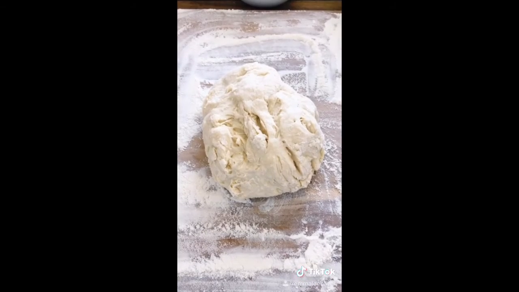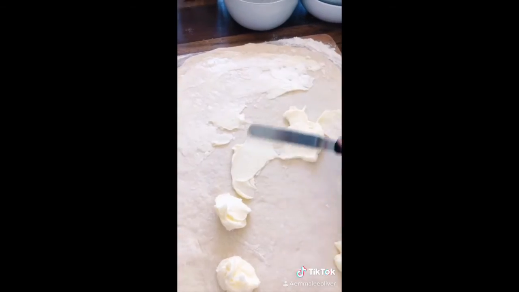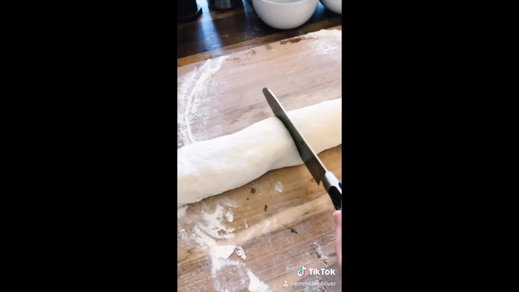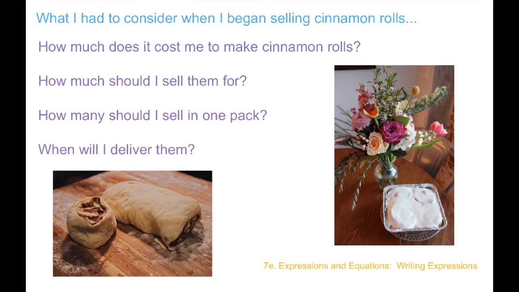Then we'll pour in our extra flour, roll out our dough, and get ready to fill. We'll fill it with butter first, and then our cinnamon sugar mixture. Once it's all filled, we'll roll it up, cut it, and now we've got our cinnamon rolls ready to go.